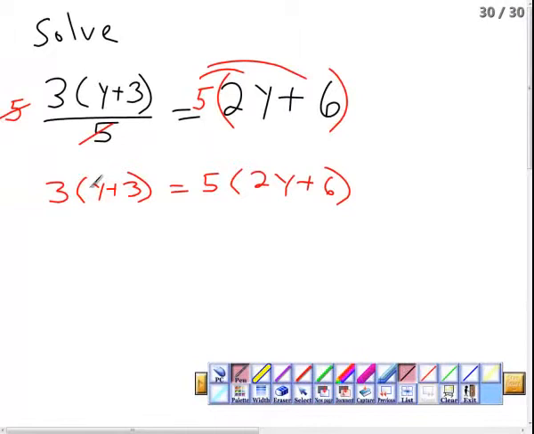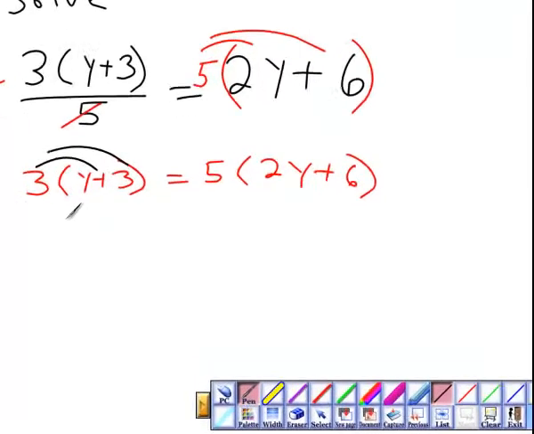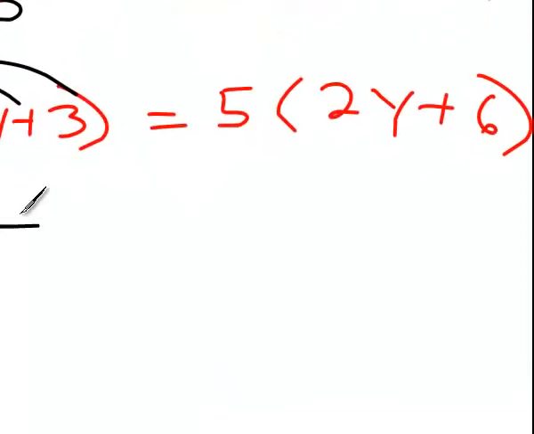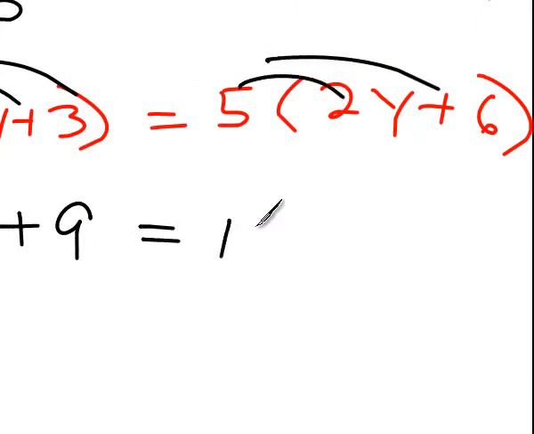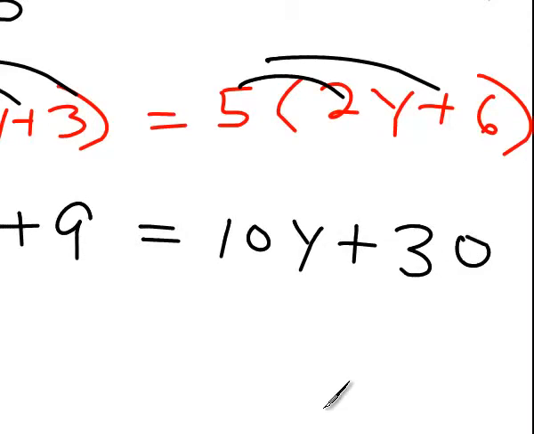All right, and then we go ahead, and now we get 3y plus 9 equal, and then distribute here, and that's 10y plus 30. All right. Don't you have to distribute the 5 up to the 3y plus 3? Well, no, because the 5 you're canceling the 5. If you do, then you still have to cancel, so it's easier if you cancel it here.